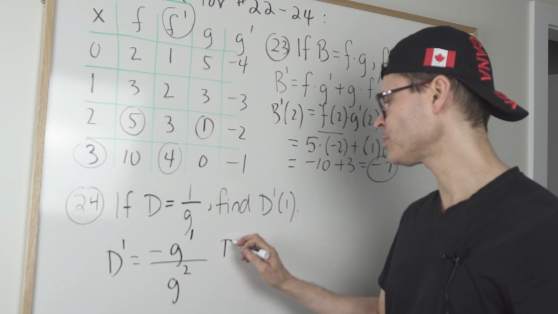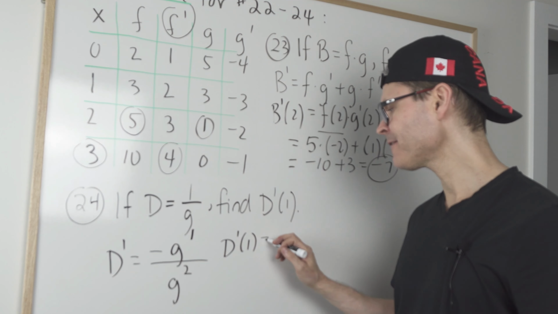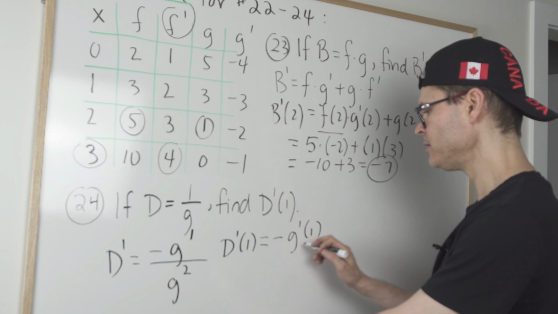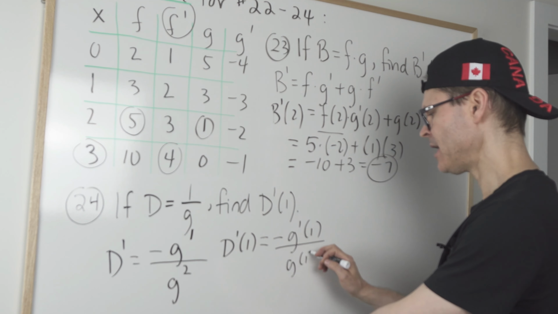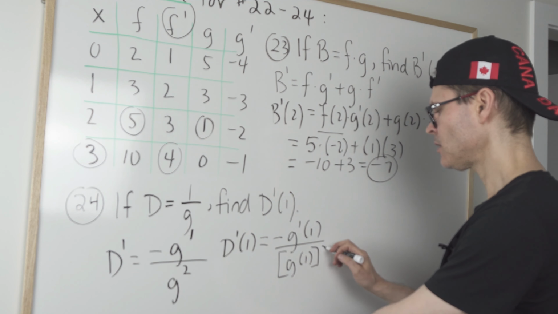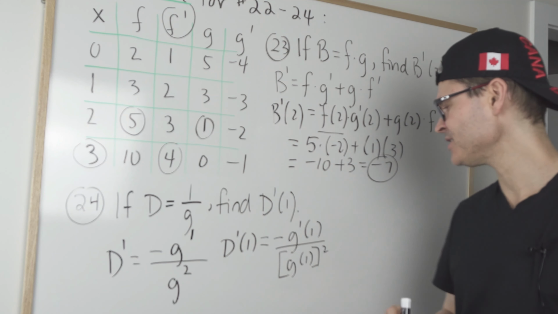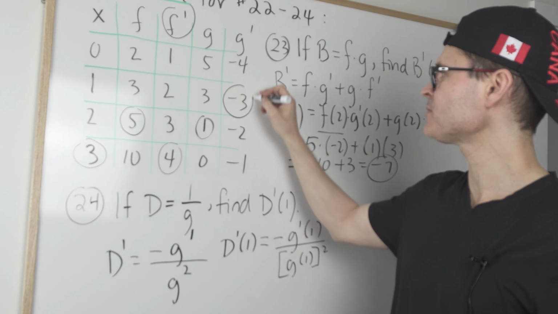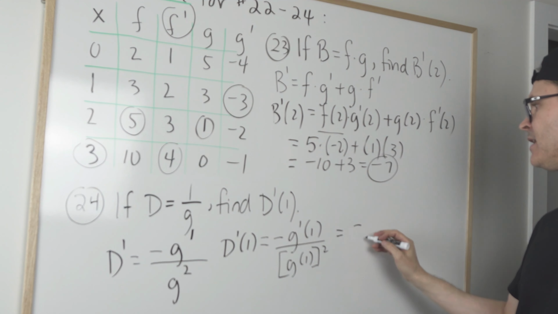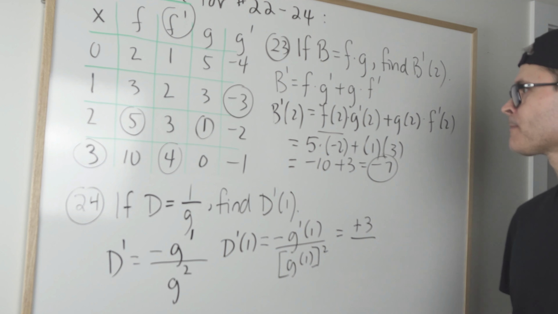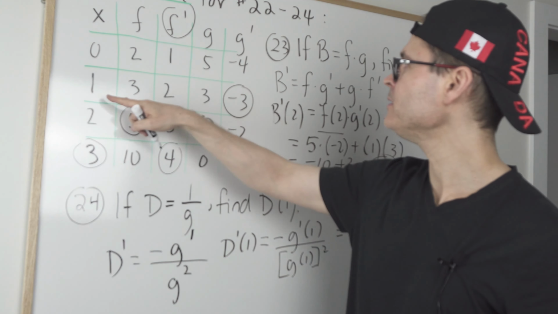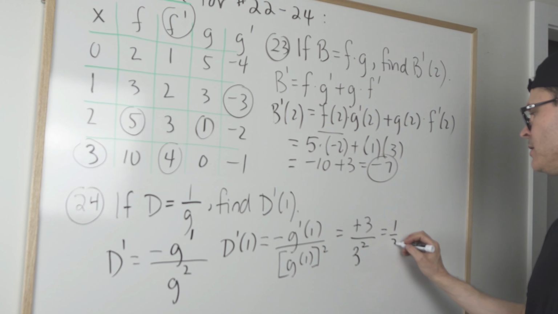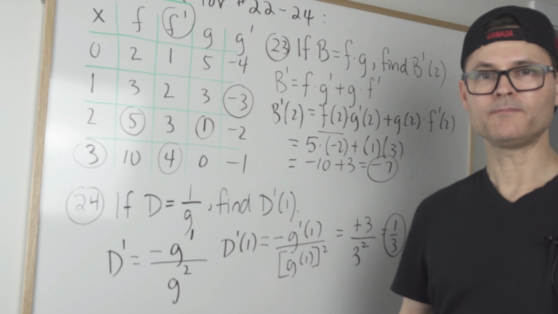So if I want to know what d prime at 1 is, I have to evaluate each of those at 1. So g prime at 1 over g at 1, all squared. Don't get confused with your notation. So g prime at 1 is -3. So that's going to be equal to -3, or a positive 3. And g at 1 is 3, 3 squared. Well, that's going to be equal to 1 over 3.